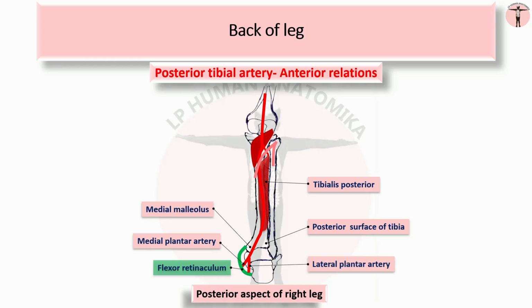The relation of the artery to the tibial nerve varies in different parts of the leg. The nerve is related medial to the artery in the upper part, crosses the artery posteriorly and in the lower part lies posterolateral to the artery.